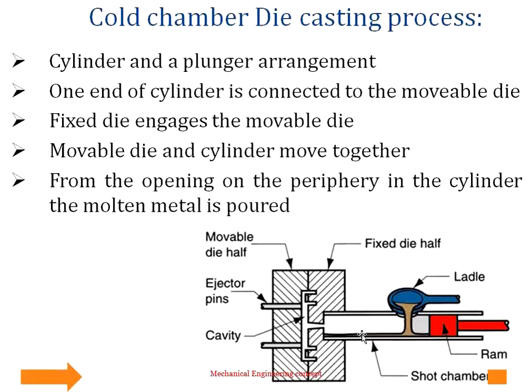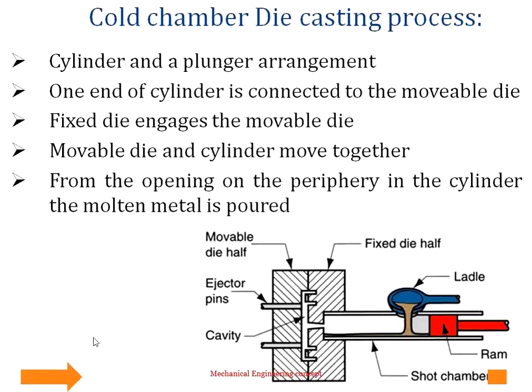A measured quantity of molten metal is poured into the cold chamber by means of ladles. The plunger of the piston is activated and progresses rapidly, forcing the molten metal into the die cavity. The pressure is maintained during the solidification process. After the metal cools and solidifies, the plunger moves back and the movable die half opens, with the ejector pins forcing the casting from the die cavity.